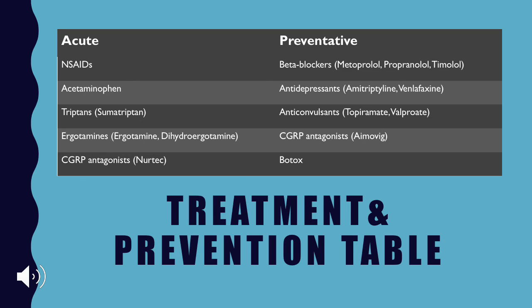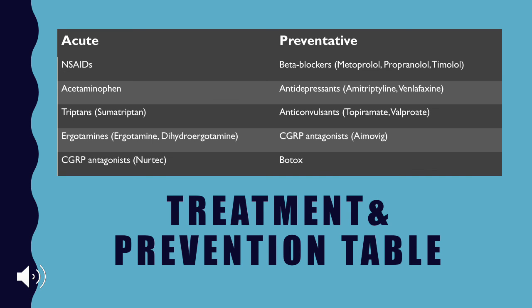So here is our treatment and prevention table. As you can see, there are many options for both acute and preventative treatment, so we'll start with acute. NSAIDs and acetaminophen are first line. Triptans can be considered if those first line options don't work, or if the headache is more severe. Ergotamines and CGRP antagonists are other options for the abortive treatment of migraines.